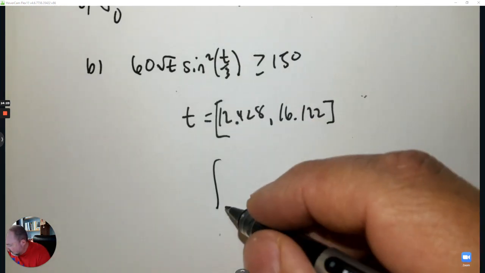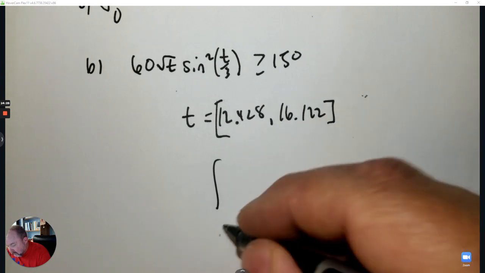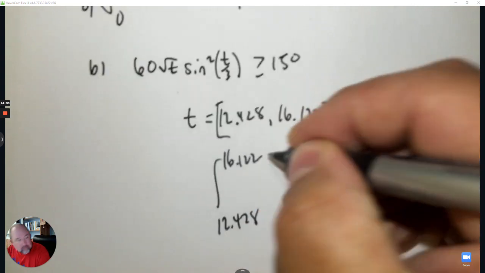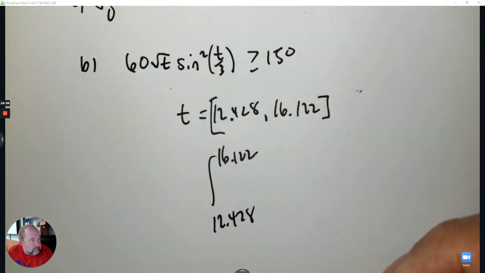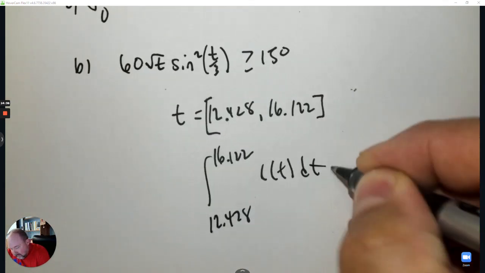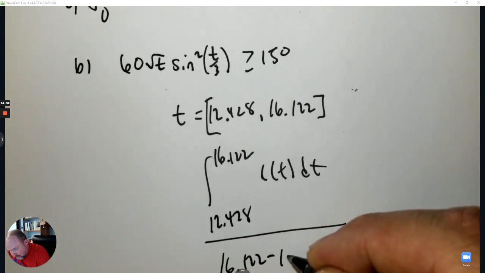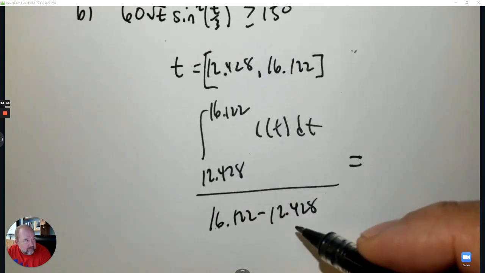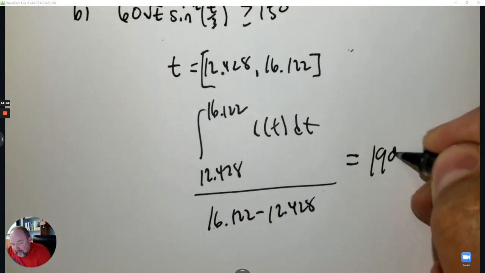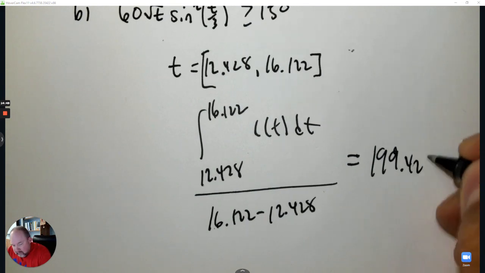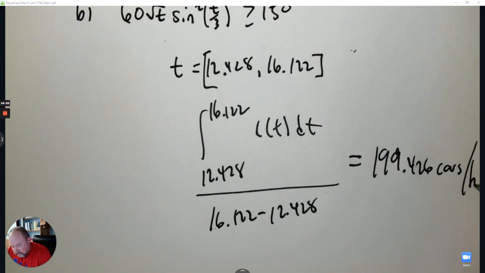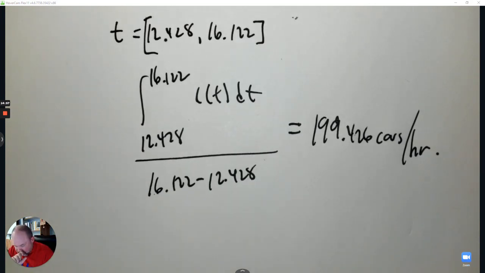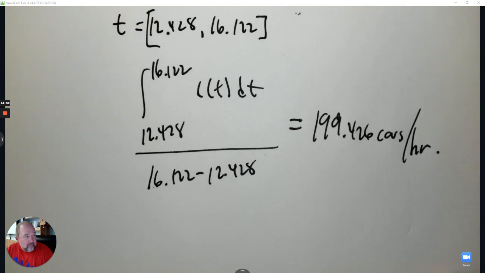All right. Next, it says find the average value. So I'm going to integrate for those values, 12.428 to 16.122. And then subtract those two numbers. And then put that in your calculator. Average value. And you get 199.426 cars per hour. So on average, that's how many cars are turning left over that interval. Almost 200.